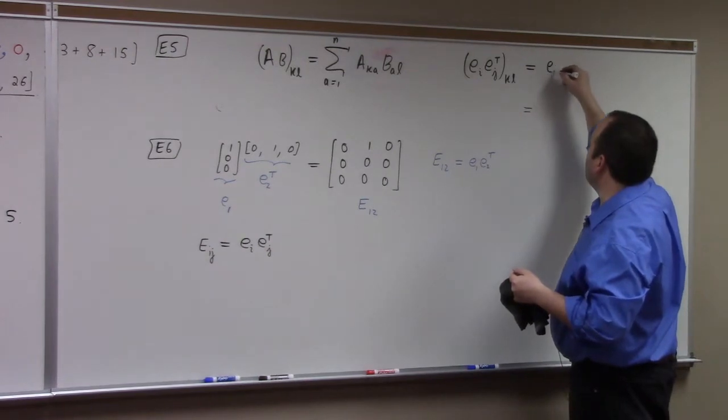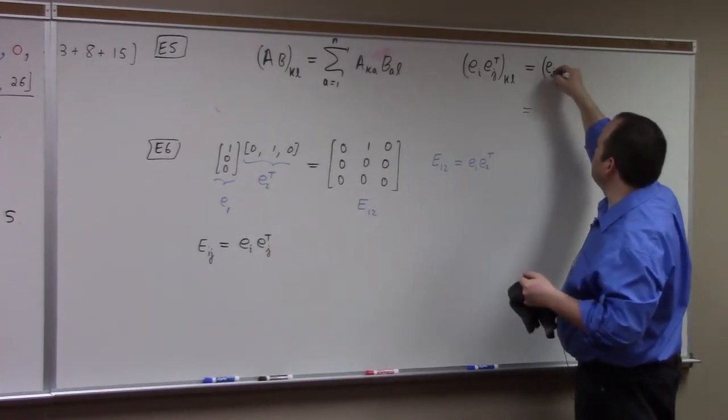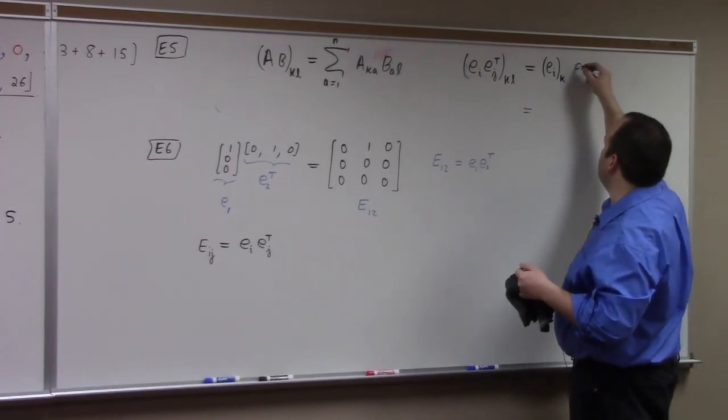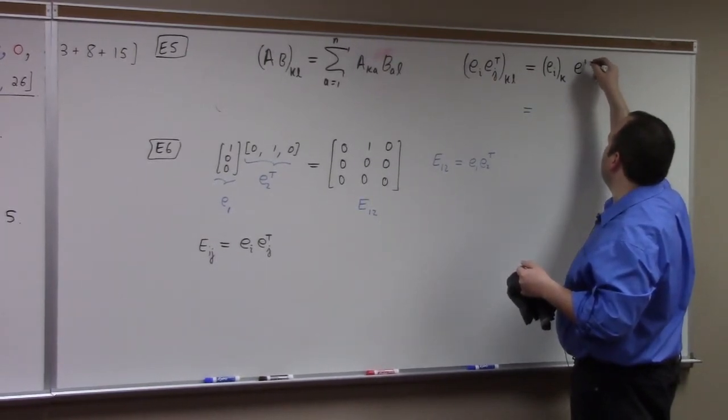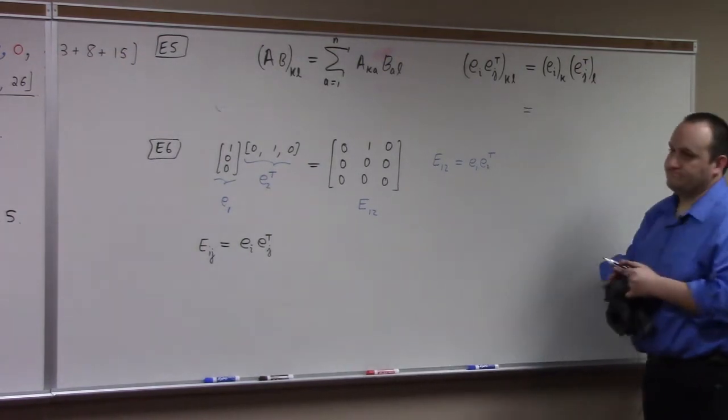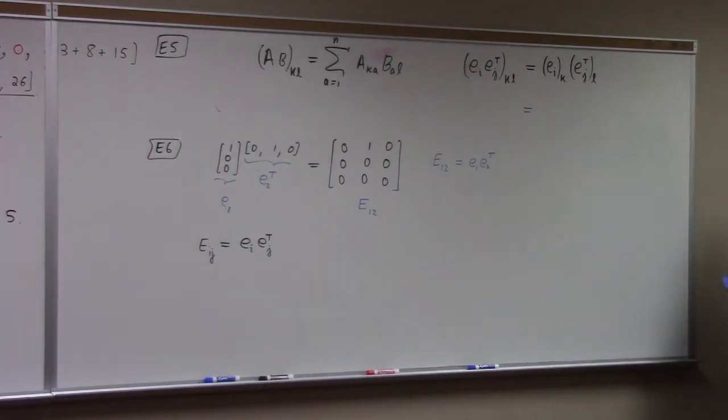I'll show you another way to understand this later. e_i, this is the kth component of that times the lth component of this guy. That's how the definition of matrix multiplication shakes out for a column times a row.